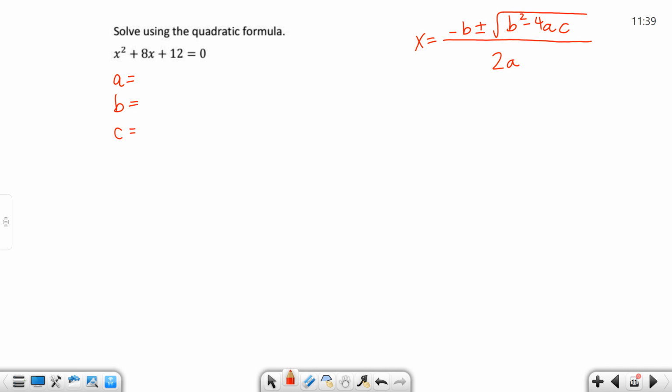Make sure your fraction line's horizontal. It's far enough left and right. It's under everything. The square root goes over everything, right? All those things. X equals is out front.